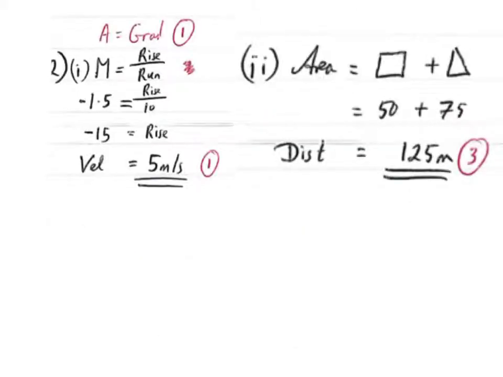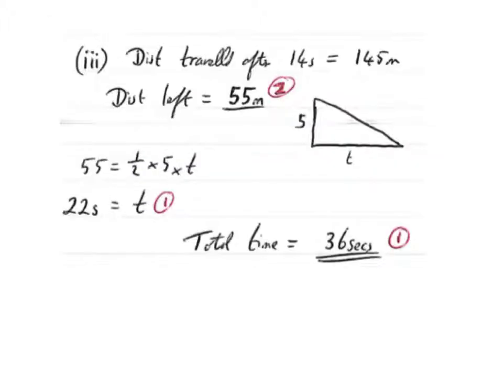For part 1, the gradient is the acceleration, so minus 1.5 is the rise over run. The rise is minus 15, which means the velocity is 5 meters per second. Part 2, find the distance travelled. Find the area of the rectangle plus the area of the triangle: 50 plus 75, a total of 125 meters. Part 3, the distance travelled after 14 seconds is 145 meters.